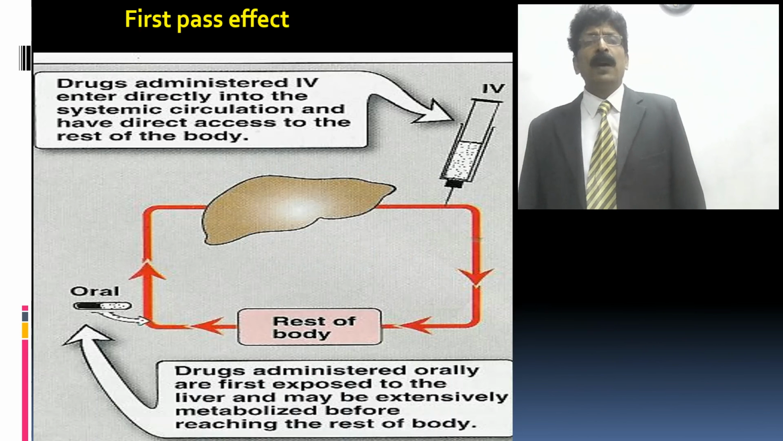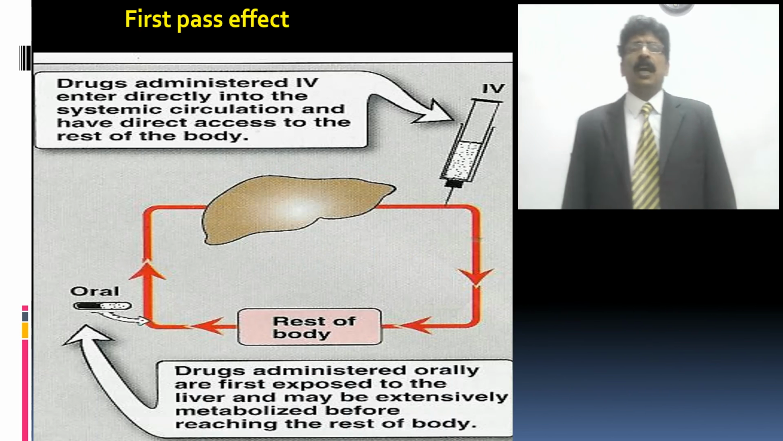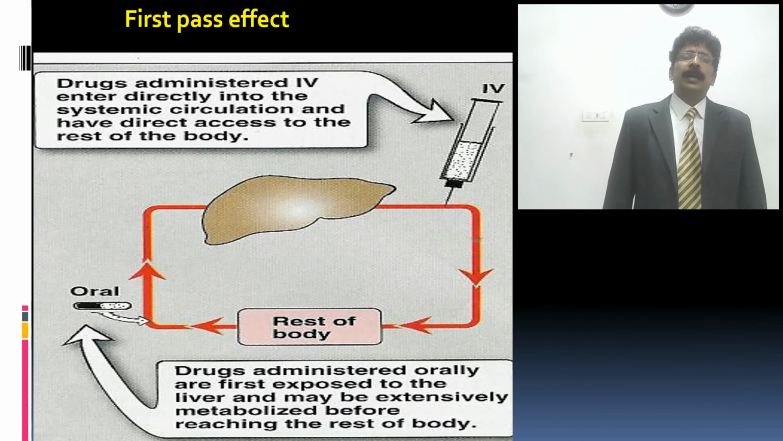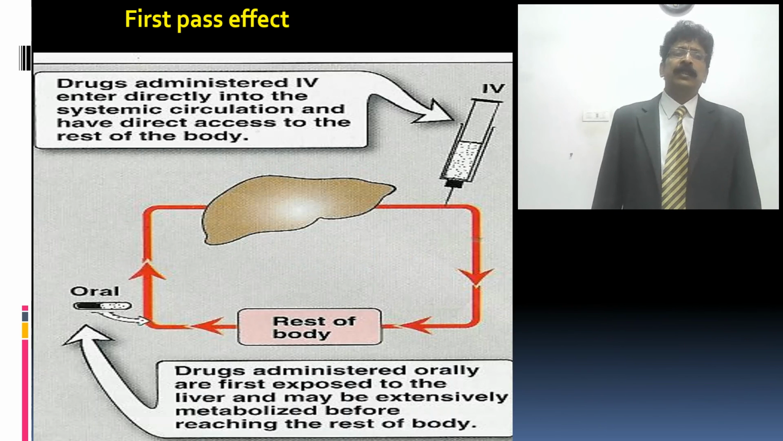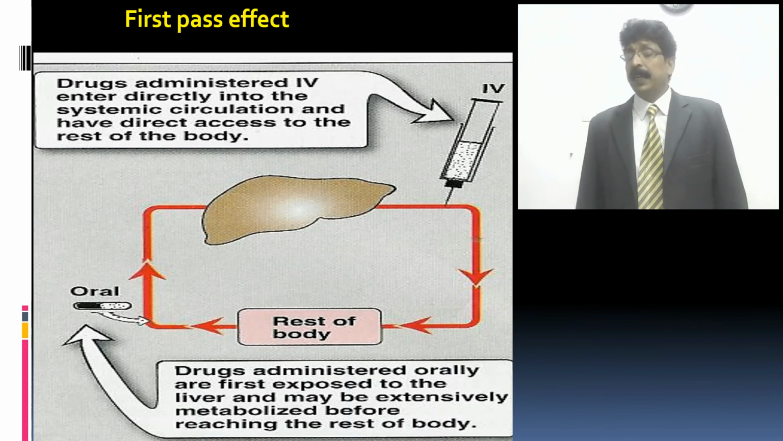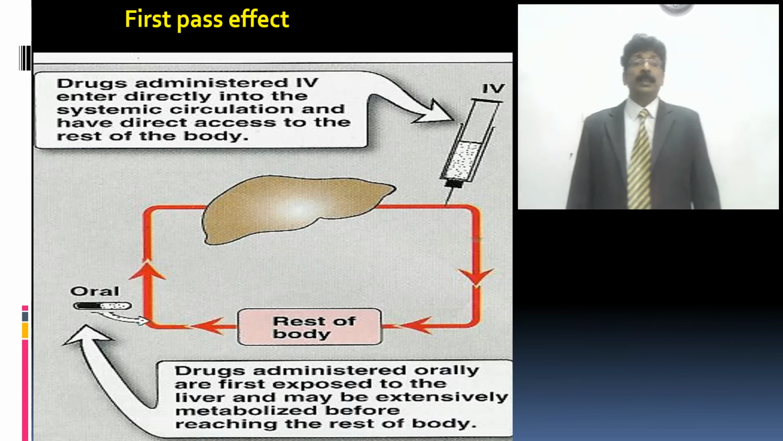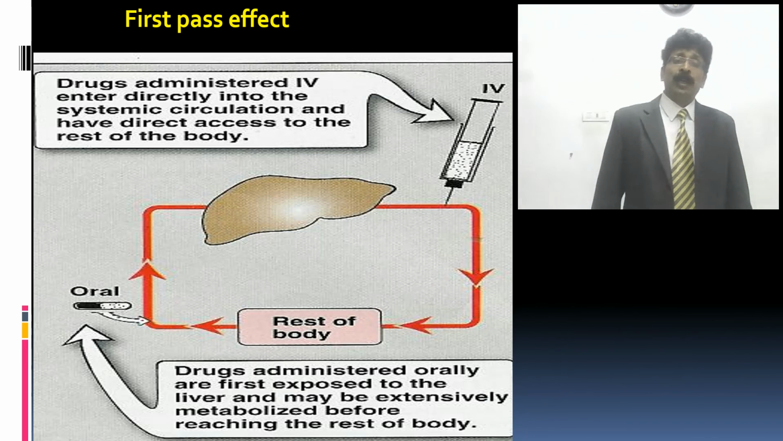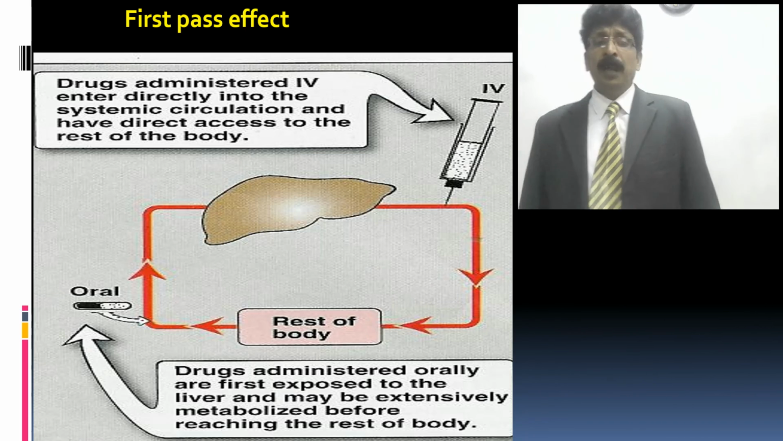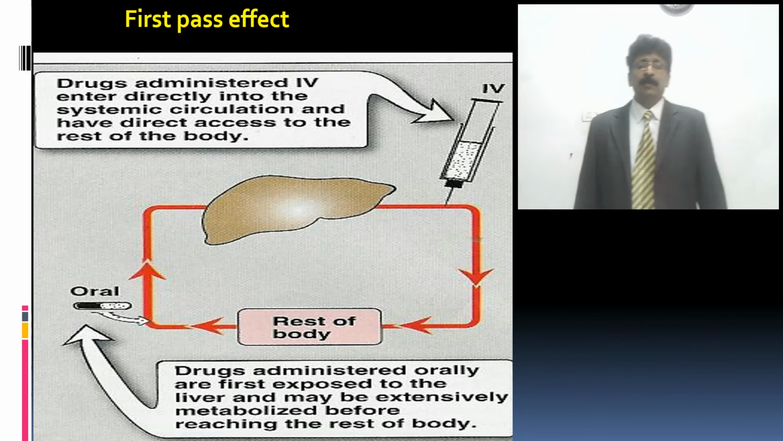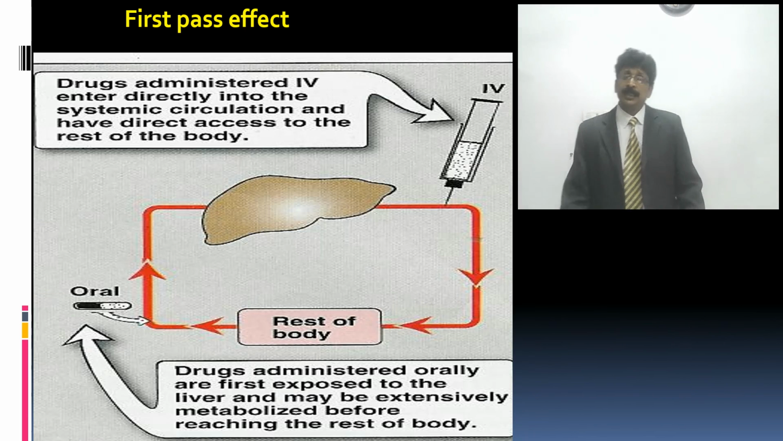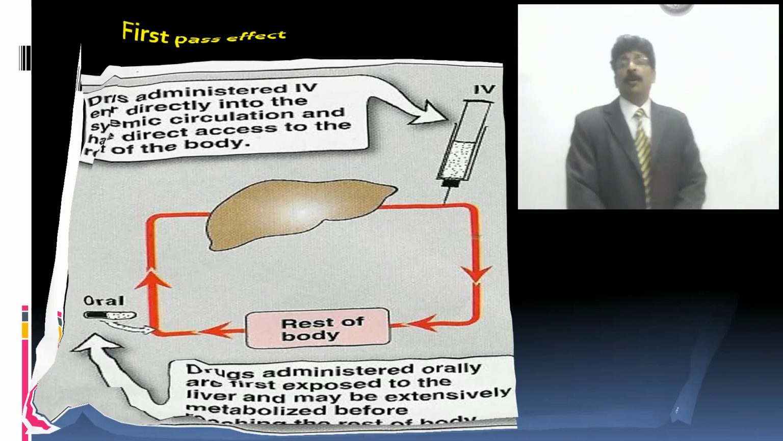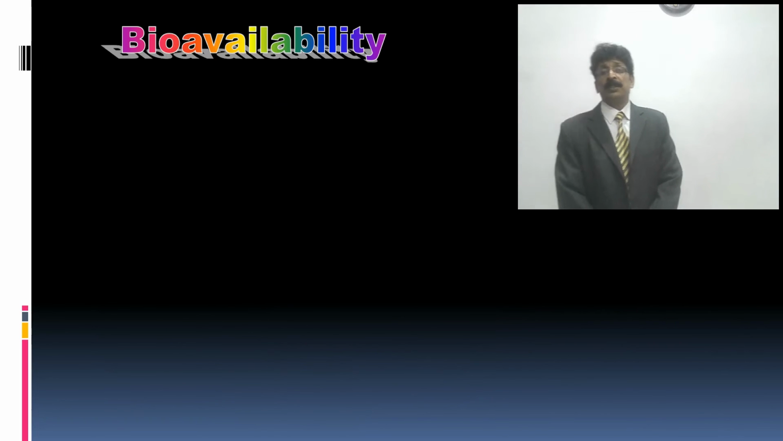First pass effect: a drug administered IV enters directly into the systemic circulation and has direct access to the rest of the body. When a drug is administered orally, it is first exposed to the liver and may be extensively metabolized before reaching the rest of the body. So the loss is more by means of first pass effect.